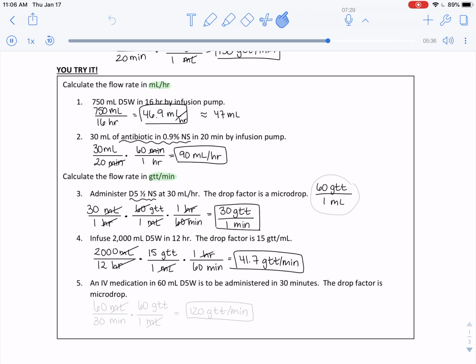Number 5, we have 60 milliliters administered in 30 minutes. And the drop factor is a micro drop, so again, the 60 GTT per 1 milliliter. So 60 drops per 1 milliliter. And that's all we need. Because milliliters cancel, we have our answer left in drops per minute, so that we get 120 drops per minute.